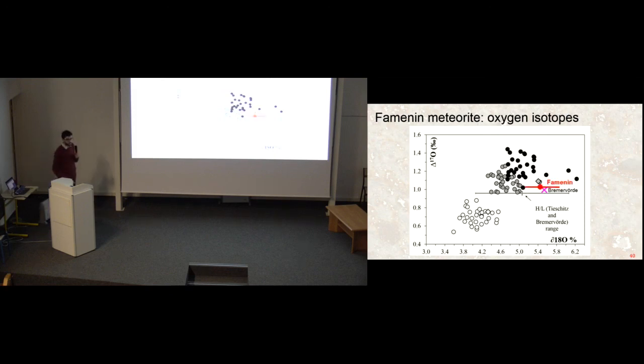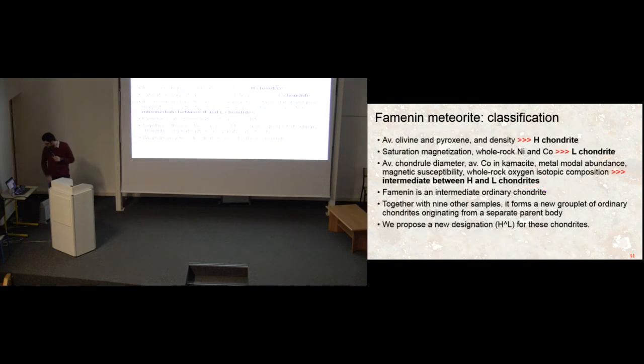So these are the results for Famenin. As you see, it is plotting just next to the Bremervörde chondrite. Just to let you know, its mineral chemistry is in the range of H chondrites. It is showing very intermediate characteristics. So here I have some classification parameters of this meteorite. The average olivine and pyroxene composition and also grain density of Famenin meteorite show that it's an H chondrite. The saturation magnetization and whole rock nickel and cobalt content show that it's an L chondrite. It is showing very intermediate characteristics.